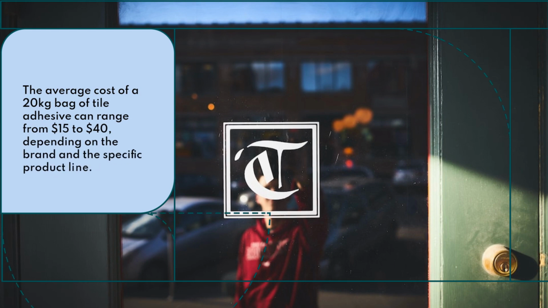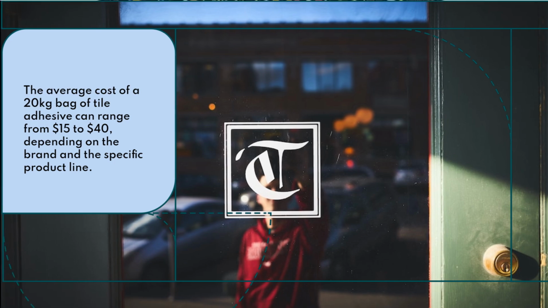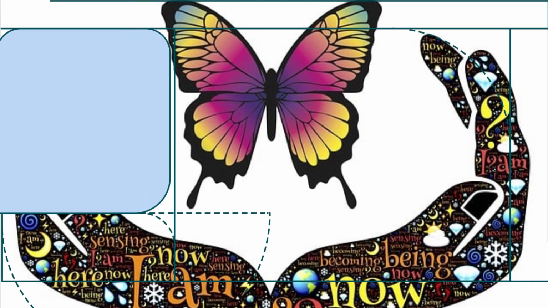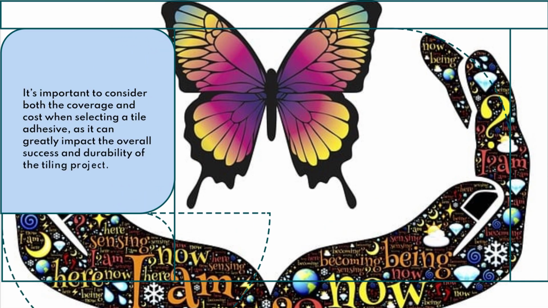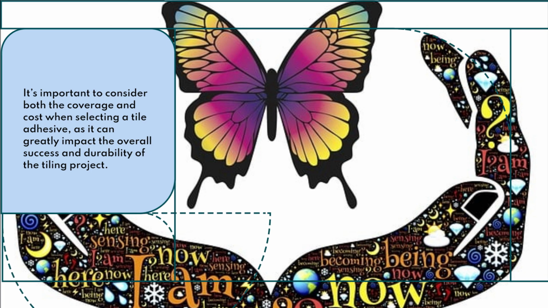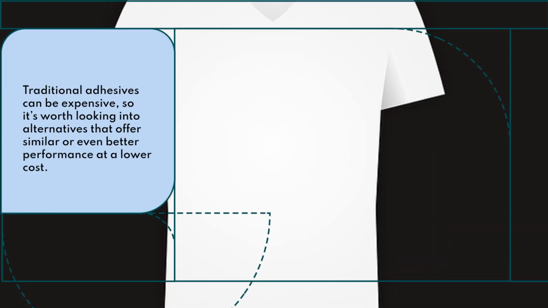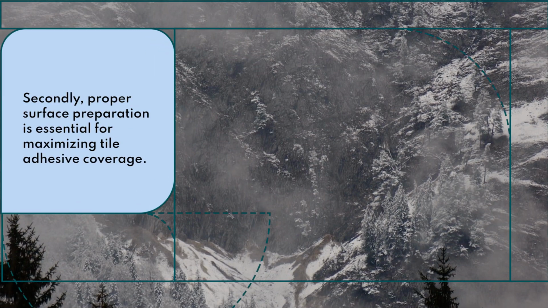information on coverage rates. When it comes to the cost of 20 kilograms of tile adhesive, it can vary depending on the brand and product quality. The average cost of a 20 kilogram bag of tile adhesive can range from $15 to $40, depending on the brand and the specific product line. It's important to consider both the coverage and cost when selecting a tile adhesive, as it can greatly impact the overall success and durability of the tiling project.